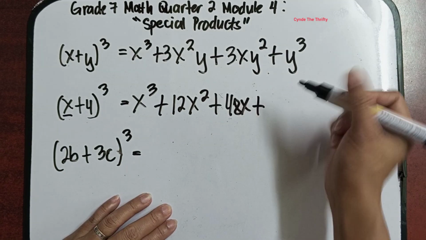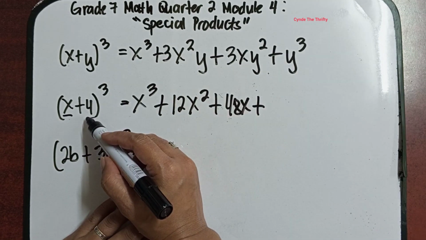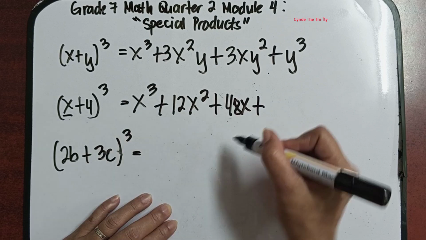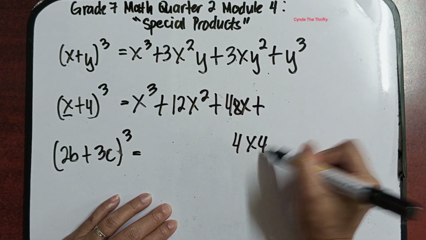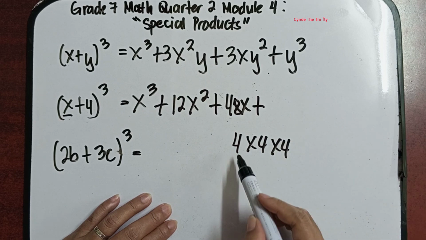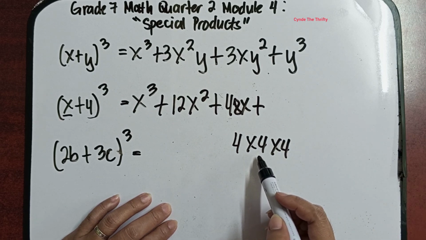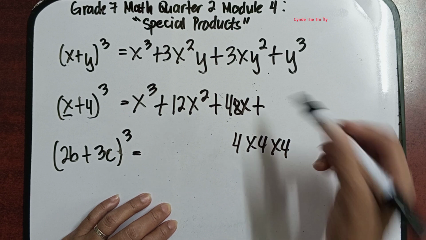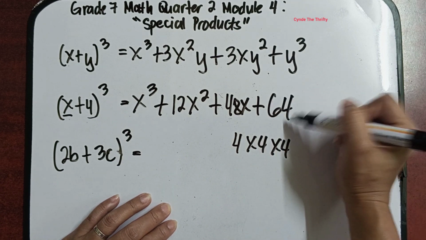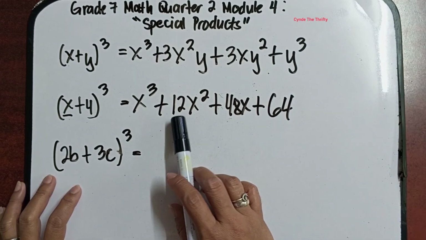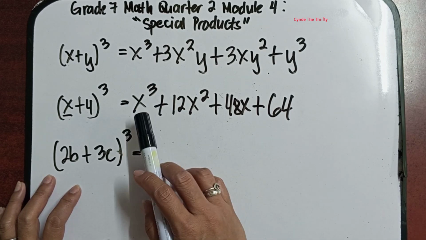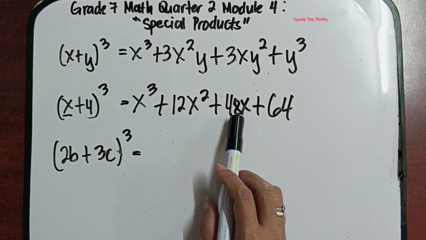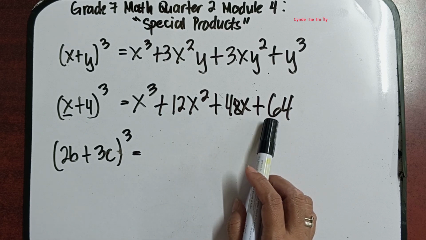And then, lastly, i-add natin ang cube ng ating 4 or ng ating last term. So, ang cube natin is 4 times 4 times 4. Okay, so 4 times 4 is equal to 16. 16 times 4 is equal to 64. Okay, so 64 na yung sagot natin dito. Ito na yung sagot natin sa ating pangalawang example. So, x cubed plus 12x squared plus 48x plus 64.